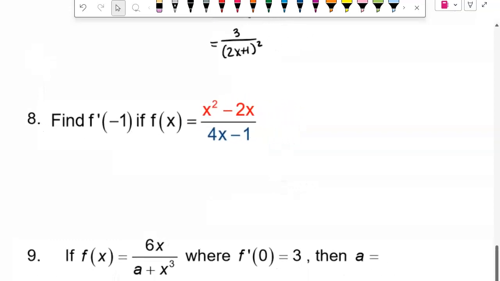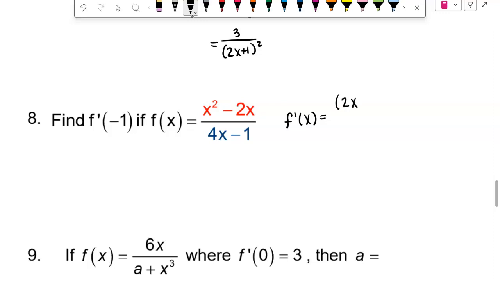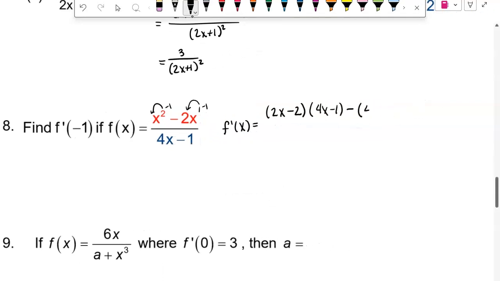For number 8, we've got to find f prime of -1 if f of x equals this. So again, we've got a numerator and a denominator. So to find the derivative, you're going to take the derivative of the numerator, which is going to be 2x minus 2. So again, quick product power rule, multiply, subtract. Derivative of the numerator times the denominator minus the derivative of the denominator times the numerator, all divided by the denominator, which is 4x minus 1, and then squared.